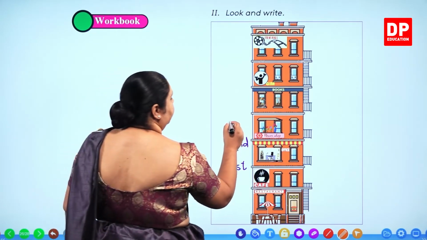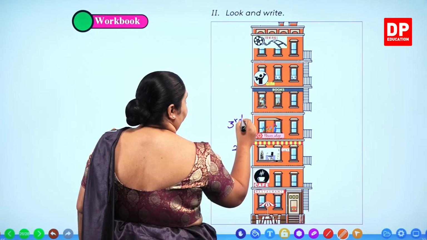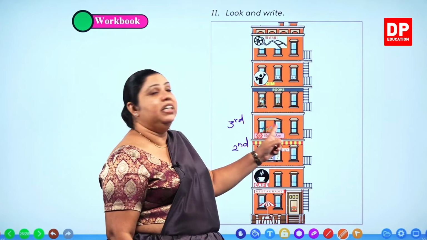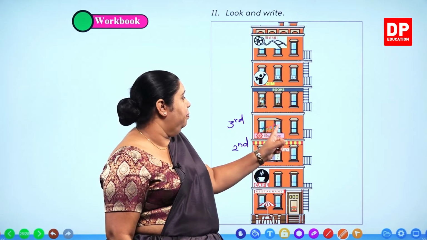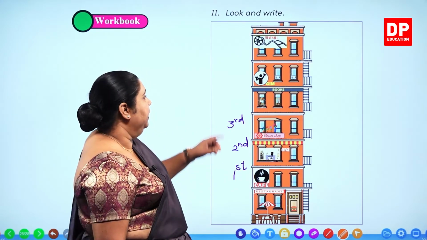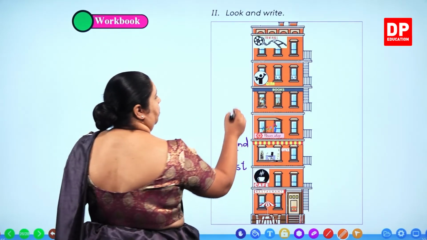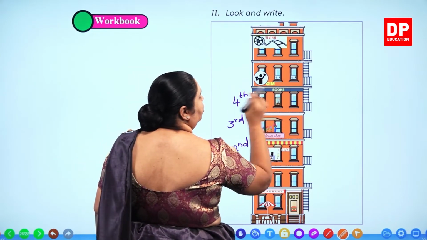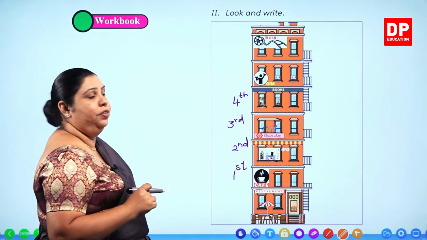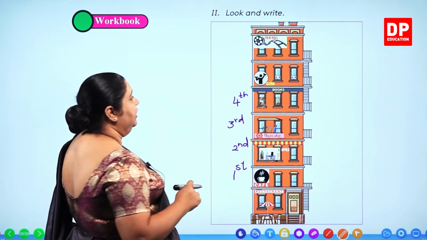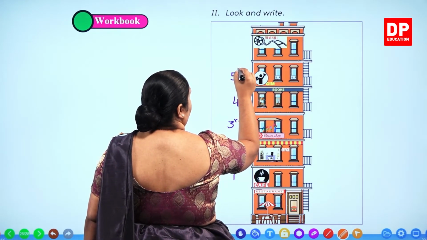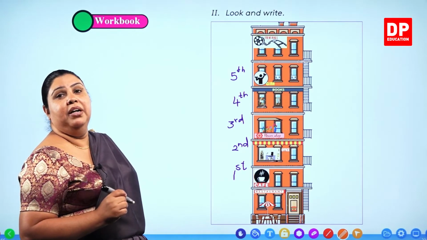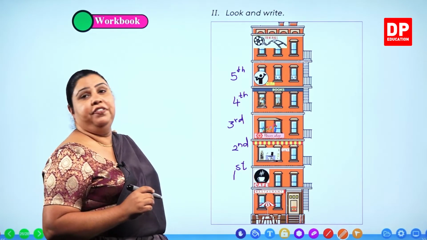Then we have the third floor here. Third floor. In the third floor, what do we have? We have the flower shop. The flower shop is in the third floor. Then we have the fourth floor. What do you have in the fourth floor? We have the bookshop in the fourth floor. All right, the books. Then the fifth floor. Oh, fifth floor. We have the gym. We have the gym in the fifth floor.